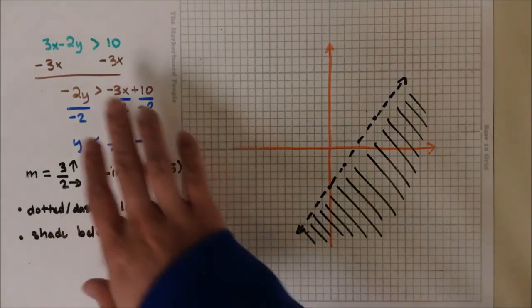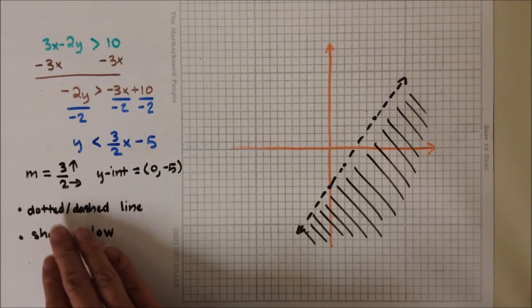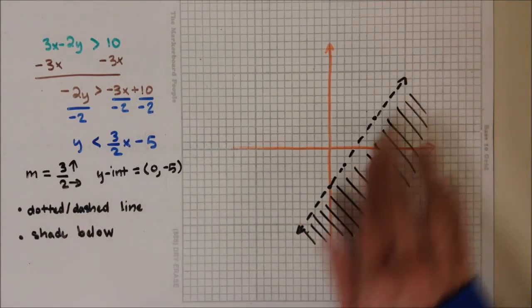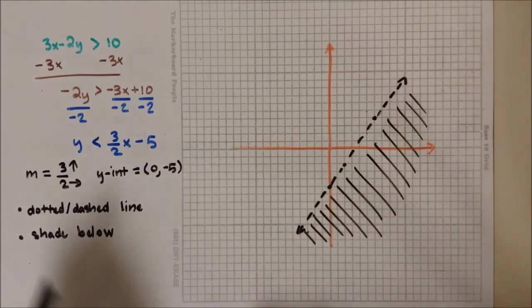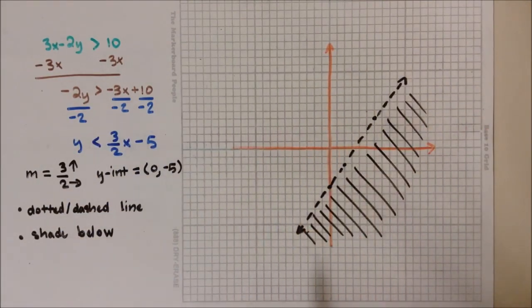So make sure to follow all the key information, meaning identify the slope and y-intercept, and determine if it's going to be a dotted or dashed line, which in this case it is. Based on the inequality sign, I'm going to shade below, as shown right here. And this is what your graph should look like.